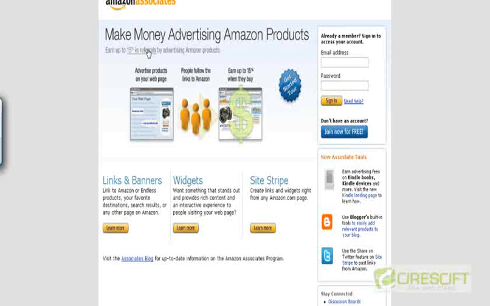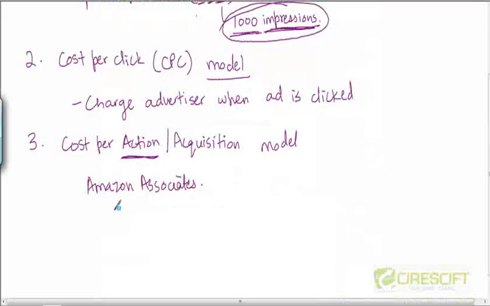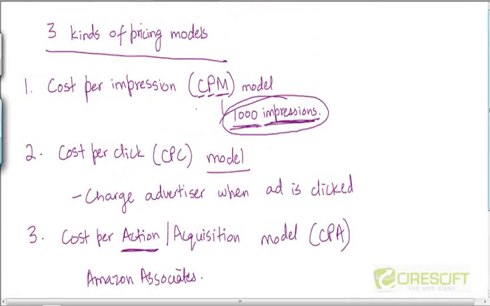You won't get anything from Amazon just for showing the ad, and you won't get anything even if the customer were to just click on the ad. You would get paid only when the customer actually performs an action like buying a product. Okay, so these are three. So this is called the CPA model, and these are the three kinds of pricing models that exist on the internet.